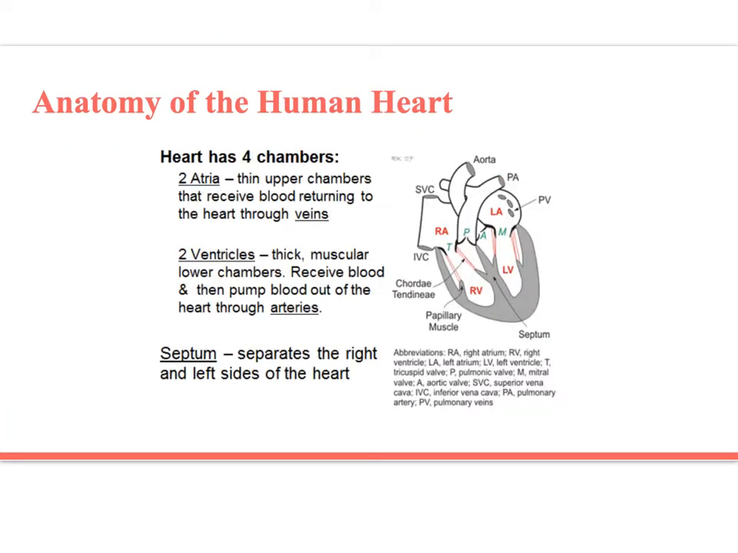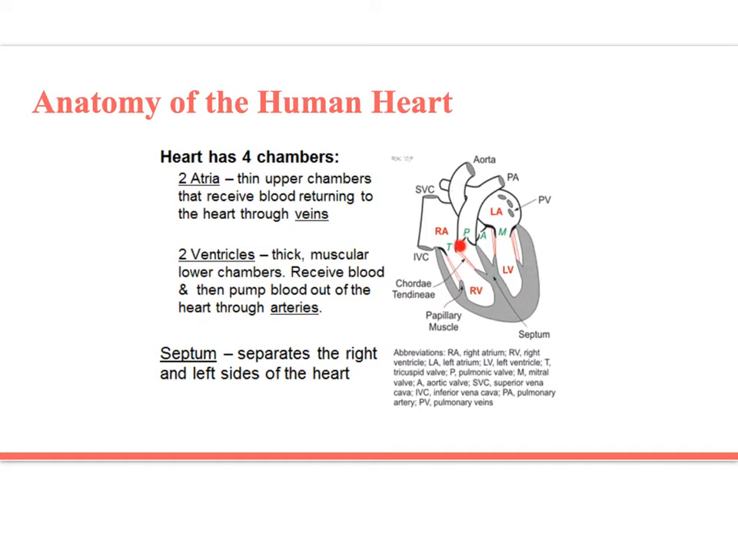So let's get into the anatomy here a little bit. First and foremost, the heart has 4 chambers. Okay, we have 2 atria, also called atrium, and they are going to be filling up these areas on top here. Getting the model again, as you can see, this is the right atrium, this is the left atrium anatomically, and these are very thin. Okay, they're upper chambers, they receive blood returning to the heart through veins.